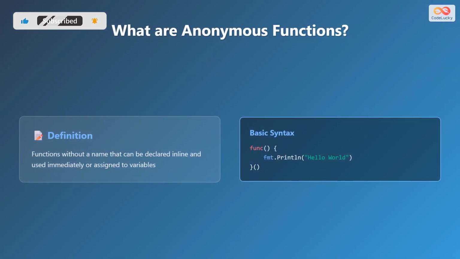Let's understand what anonymous functions are. Anonymous functions are functions without a name that can be declared inline and used immediately or assigned to variables. Look at the basic syntax given in the code. It starts with the keyword func, followed by parentheses for arguments and curly braces for the function body. In this example, we are printing "Hello World" to the console.